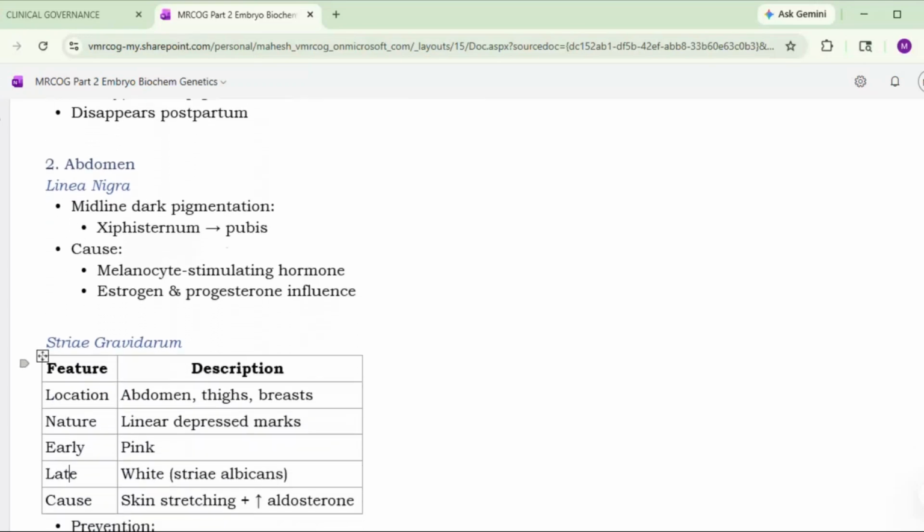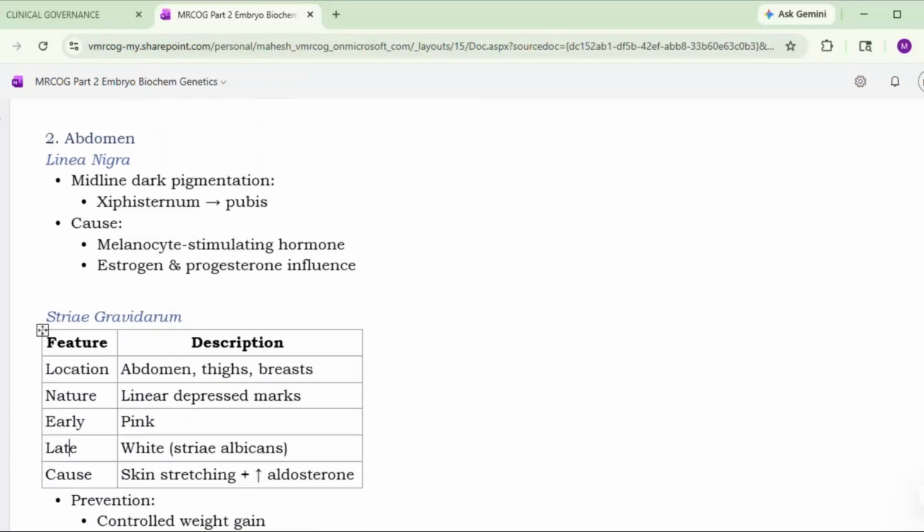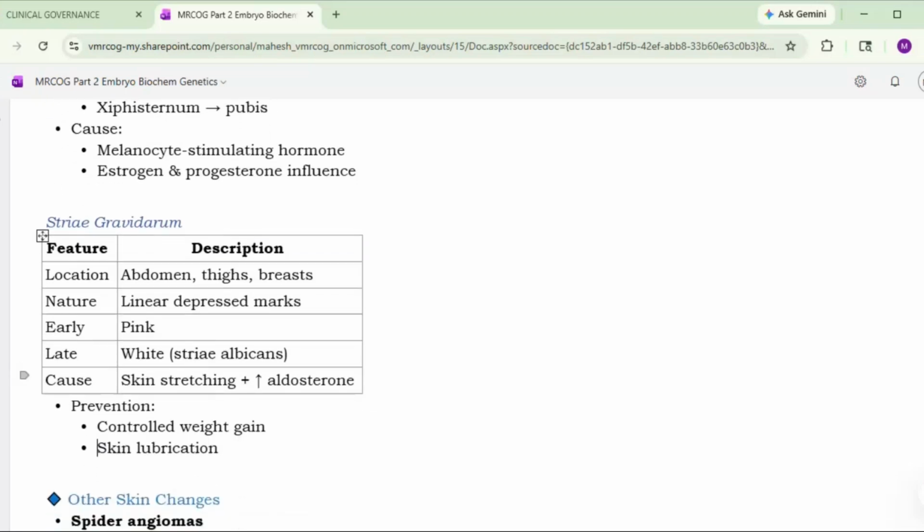Then in the abdomen, this also you should remember: Linea nigra, then Linea alba, Striae gravidarum. These questions they can ask you on the image also. Okay. So Linea nigra, that is the midline dark pigmentation extending from xiphisternum to the pubic symphysis. Cause is melanocyte stimulating hormone and also estrogen and progesterone influence. Okay. Then there are striae gravidarum. They are present over the abdomen, thighs, breast, and they are linearly depressed marks. Initially, they are pink in color, but later on they will become white, which are also called striae albicans.